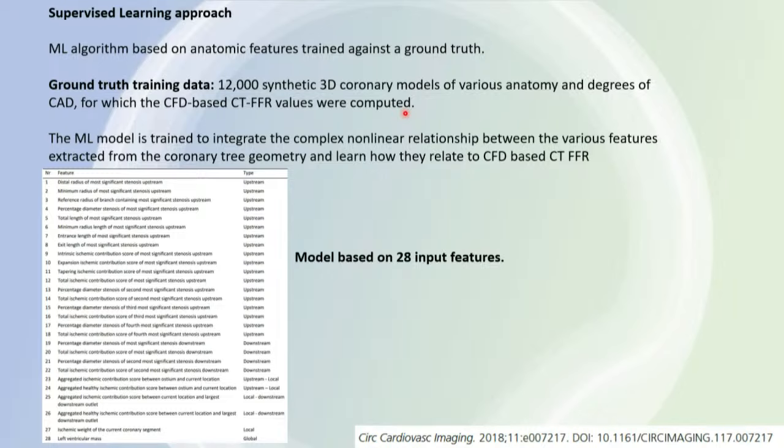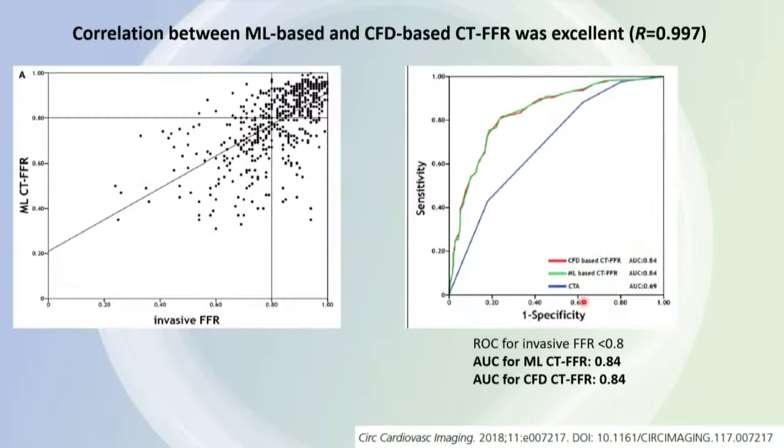So what the machine is learning is, if the anatomy is a certain way, what is the CT-FFR that HeartFlow will give us? It's trying to predict that based on an anatomy. It gets very complicated. This model is based on 28 input features. And there was very good correlation between the machine learning based and computational fluid dynamic based CT-FFR, with a correlation coefficient of 0.997. The machine learning CT-FFR also has very good correlation with invasive FFR.